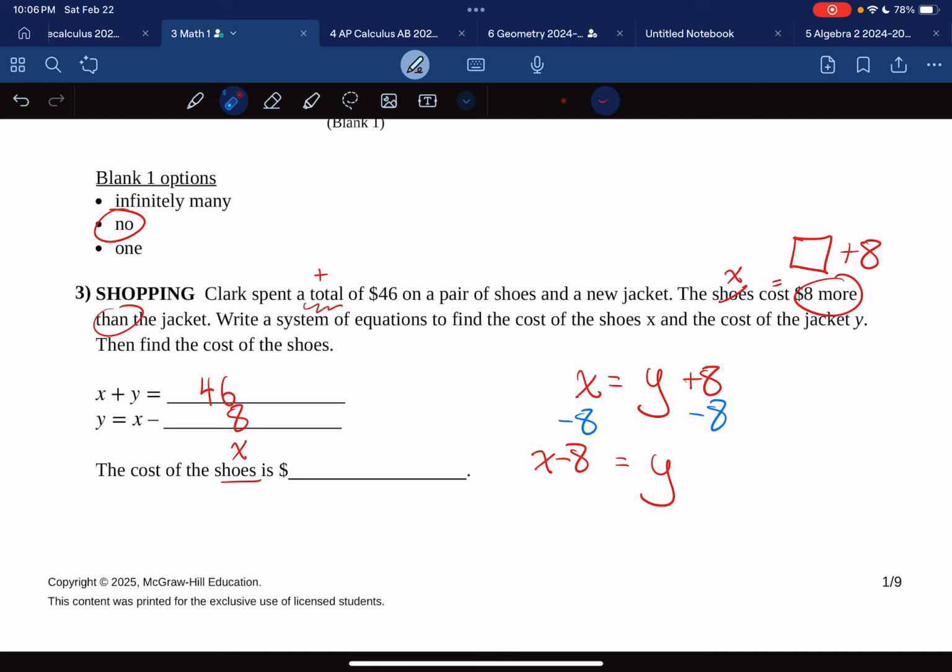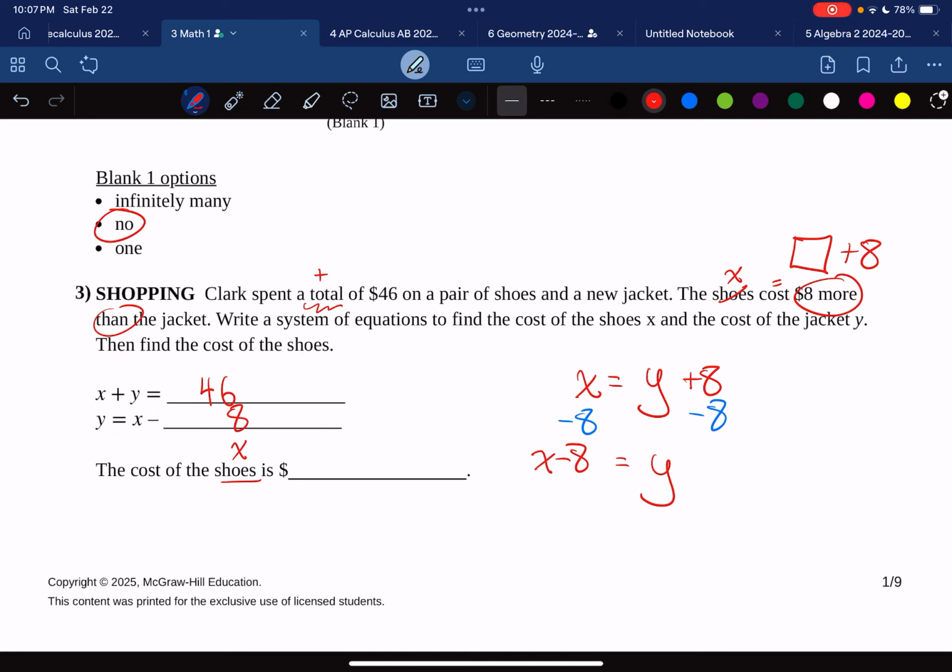Okay, so we have our system of equations, and now we actually need to solve for x. So let me go ahead and think about how I'm going to do this. I'm noticing that this y right here is isolated. Whenever you have a variable that's isolated, it kind of leans more towards substitution, where if this y is x minus 8, this y is also x minus 8. So I'm going to substitute x minus 8 in for that y right here.